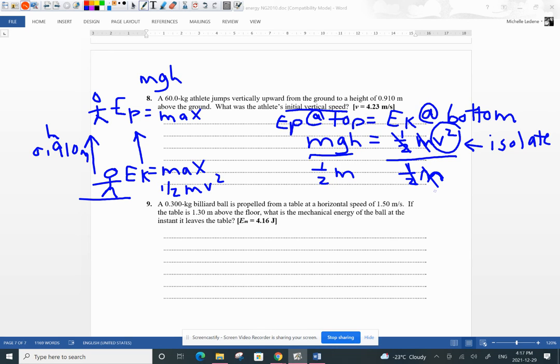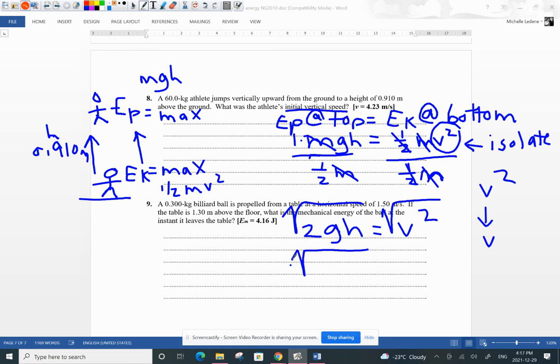Now, look at this, guys. Mass is going to cancel off this side as well. Remember, you can leave it as 1/2 on the bottom, or understand that 1 divided by 1/2 is 2. Mass cancels. gh is equal to v squared. You all know this. We've done lots of practice. To go from v squared to v, I'm going to have to take the square root of both sides. So the root of 2 times the gravity times the height is v.